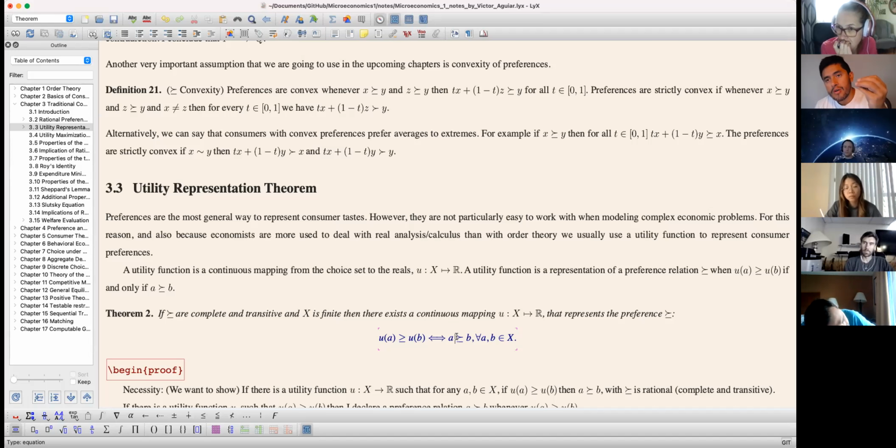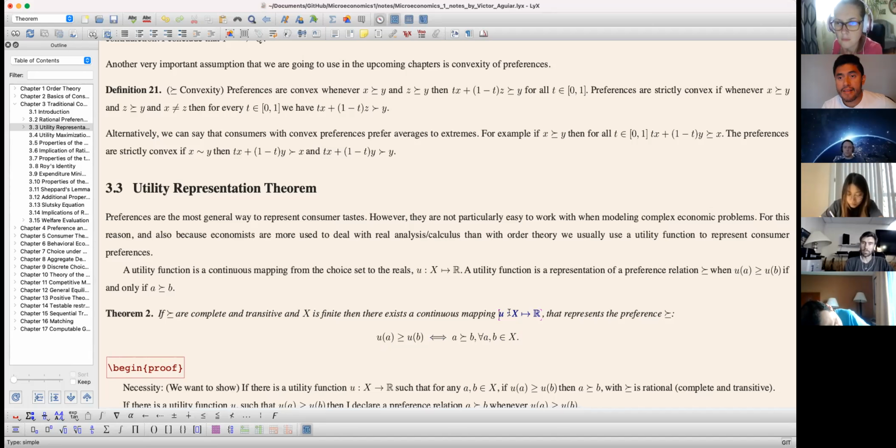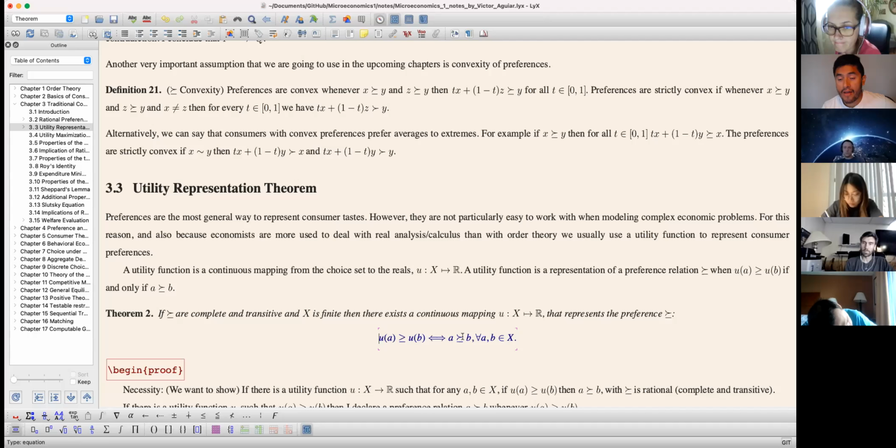What I'm telling you is that if I say my preferences, my relation, are described by a utility function mapping from X to the reals, and the only thing I'm requiring of the utility function is that it maps any object in X to a real in the real line, that immediately tells me that the underlying relation is complete and transitive. Do you understand? So that's very subtle. So think for a second about this.